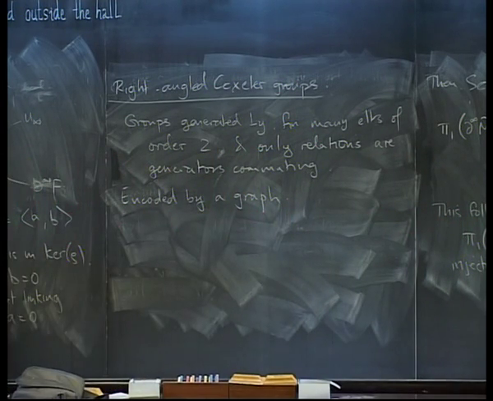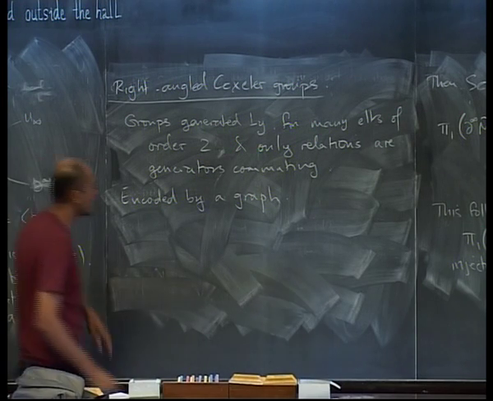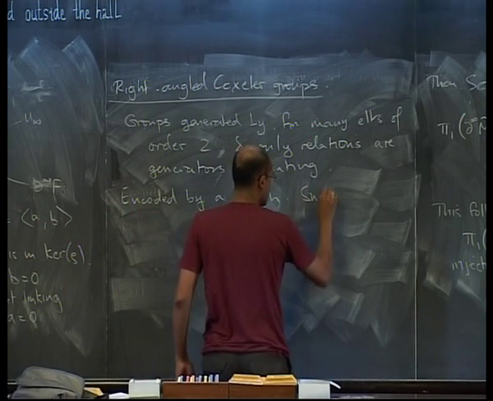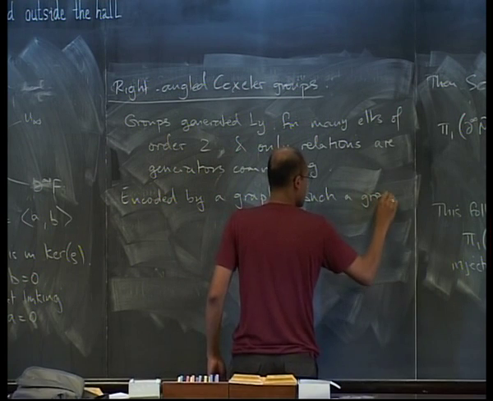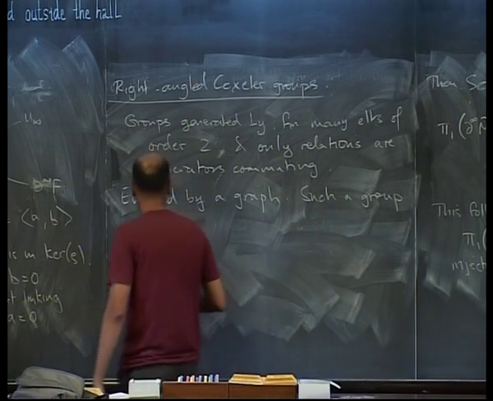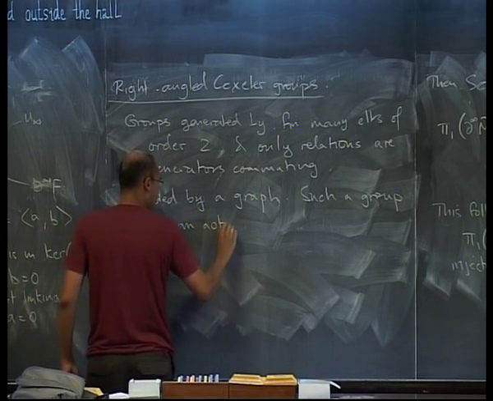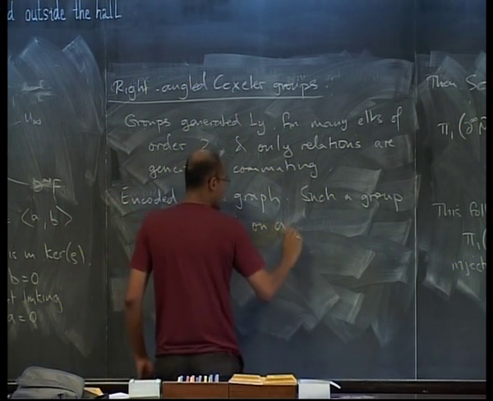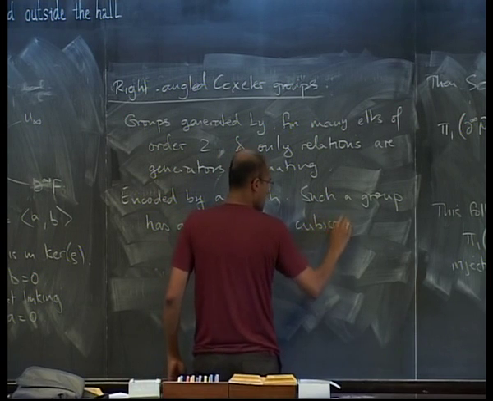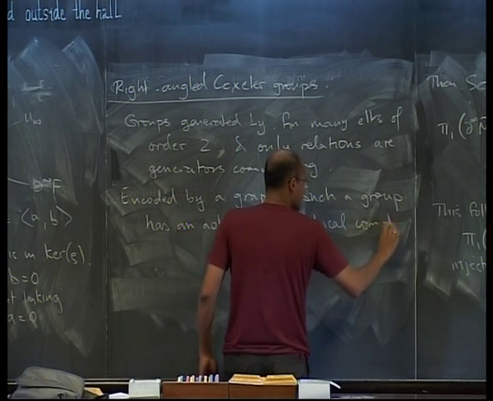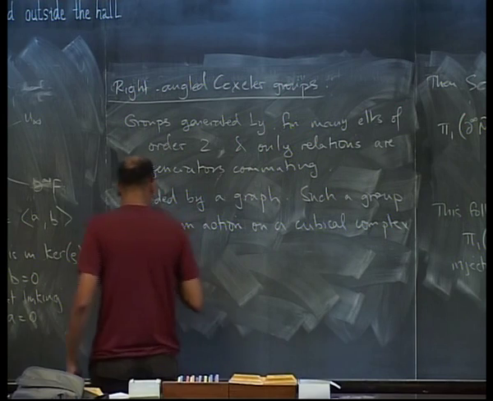And these have a number of nice properties. So such a group has an action on a cubical complex. So this is called the Davis complex.